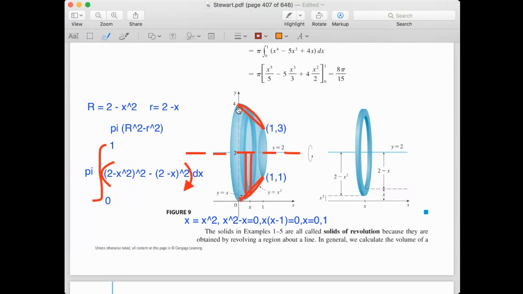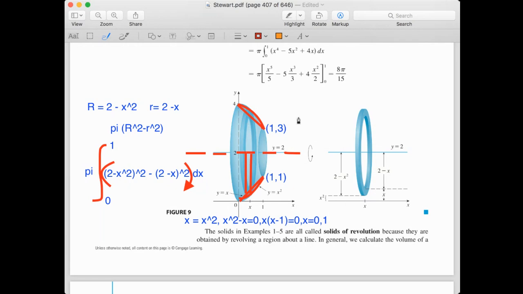And then the inside one is like a cone. It's like a cone, right? It's part of the cone, because the sides are straight lines. That's why we have this pi big R squared minus pi small r squared. So we need to figure out the outside radius and the inside radius of the circle.